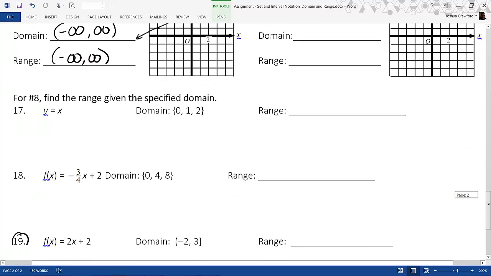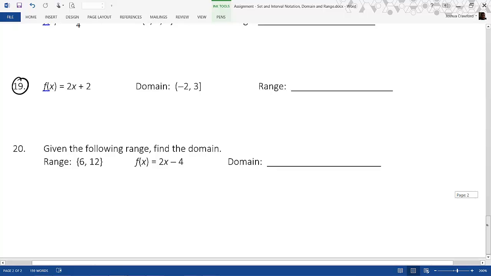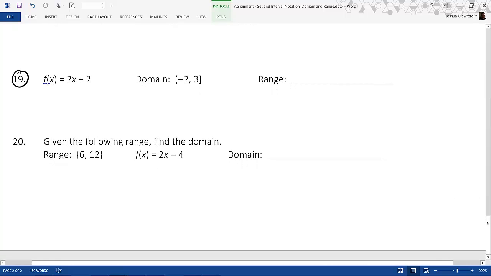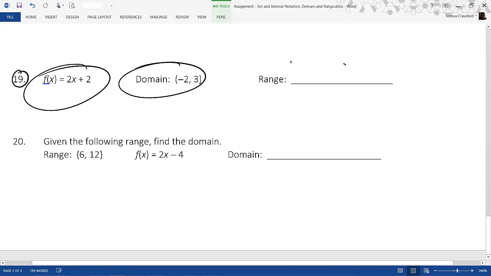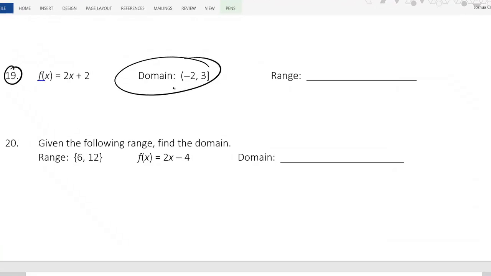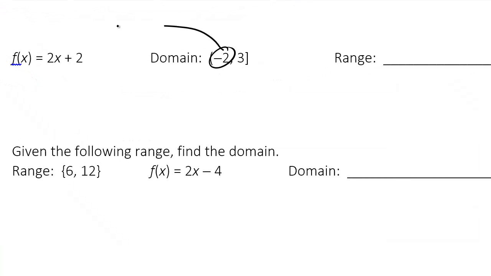Okay, last one, number 19. Actually, numbers 17, 18, 19, and 20 are pretty much similar. We have our function, we have our domain, and we have our range. So pretty much domain is your inputs, it's your x values. So what you're going to do is plug in your x values into your function, find your y values, and put them into your range. So let's go ahead and start this.